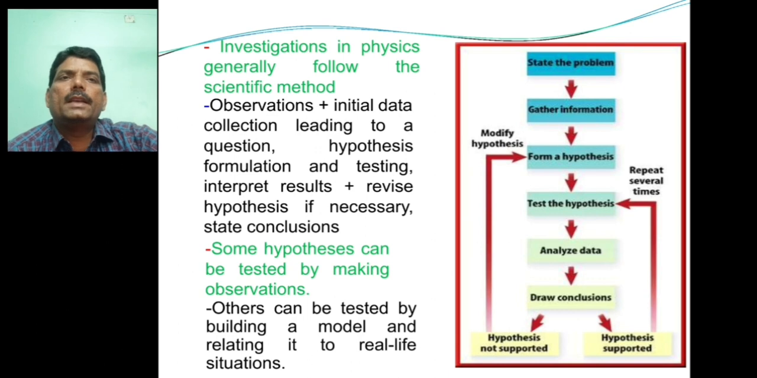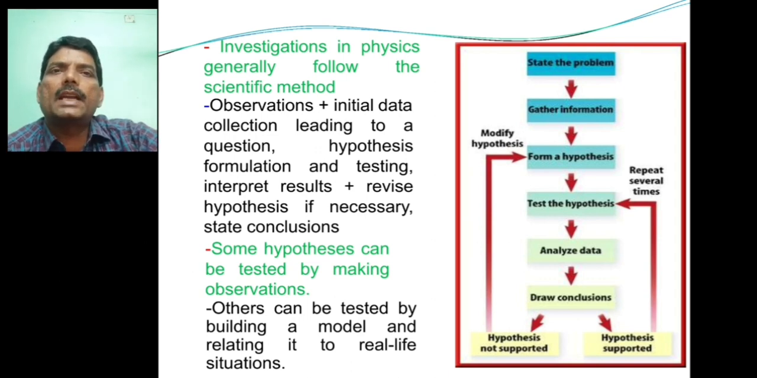So in this case, what are the different steps involved in the scientific method? Investigation in physics generally follows the scientific method, that is, observations first, and initial data collection leading to questions, hypothesis formulation and testing, interpret results and revise hypothesis if necessary, state conclusion. Some hypotheses can be tested by making observations, others can be tested by building a model and relating it to the real life situation. Here is the flow chart.